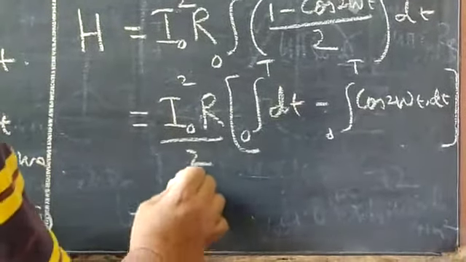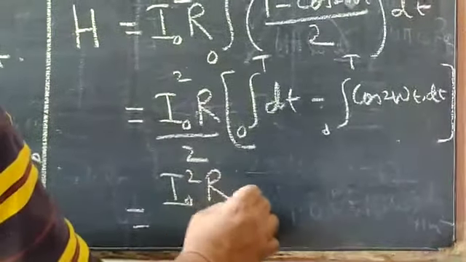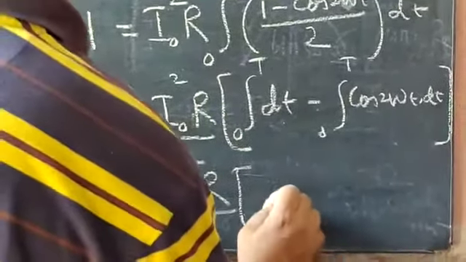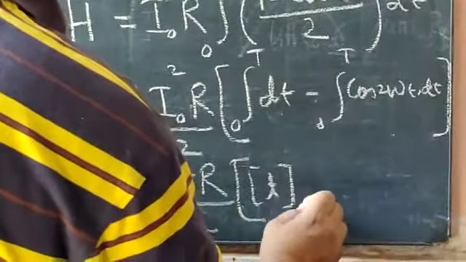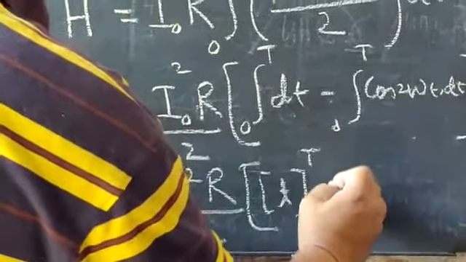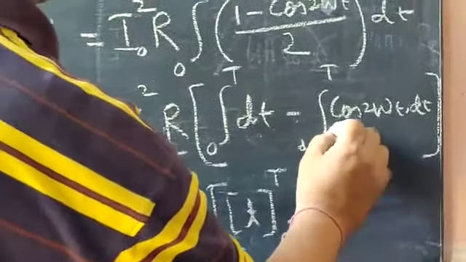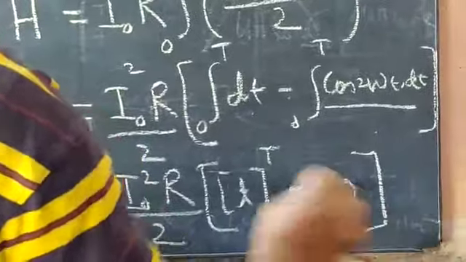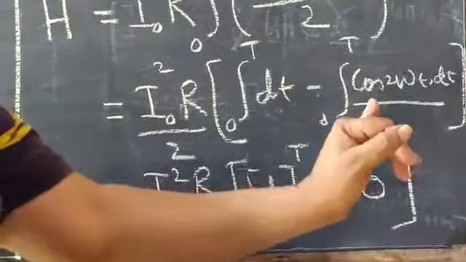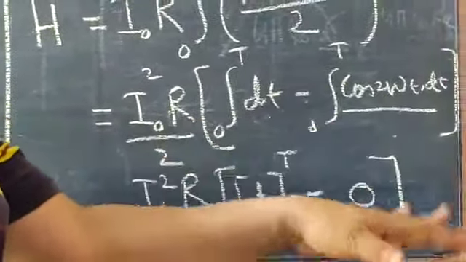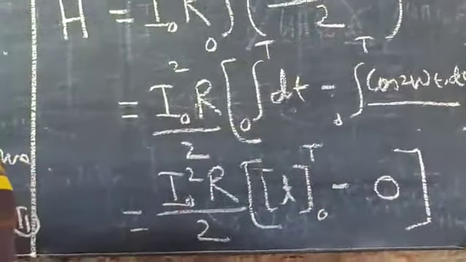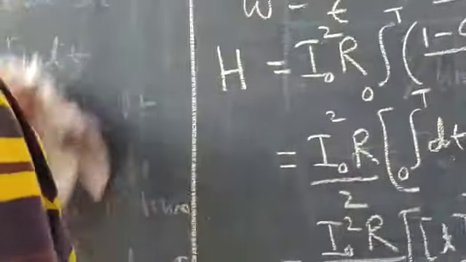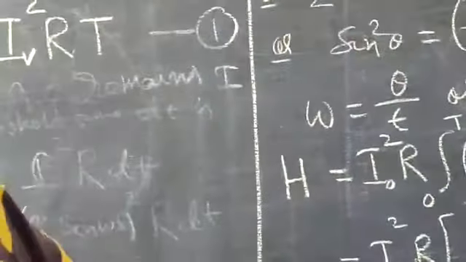This is equivalent to I0 square R upon 2 times the integration of dt, which is t, with lower limit 0 and upper limit capital T, minus the integration of the cos term, which comes out to be 0. There is no need to show this integration being 0 mathematically, because we are just in physics. So what amount of heat will be produced?